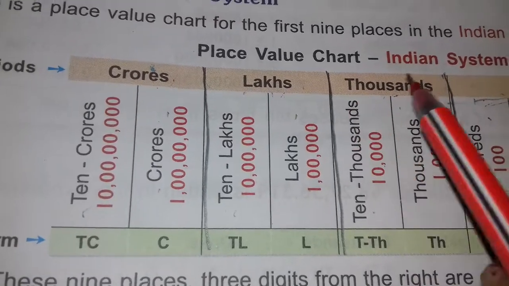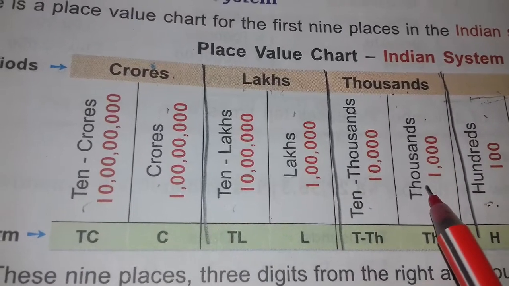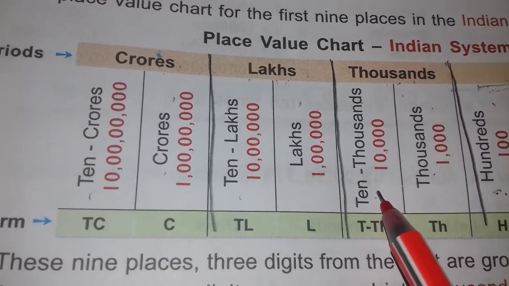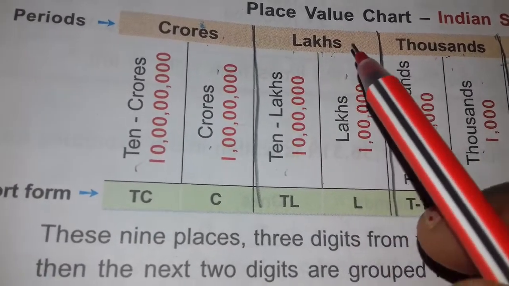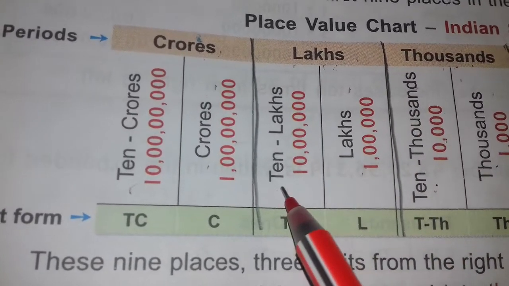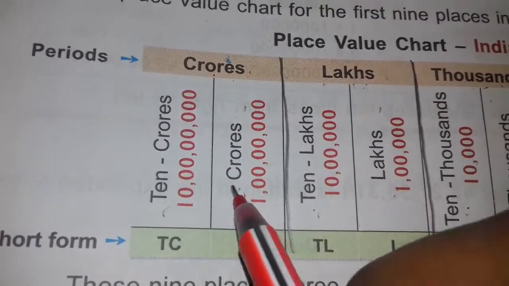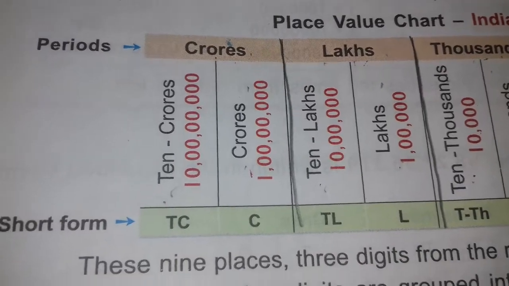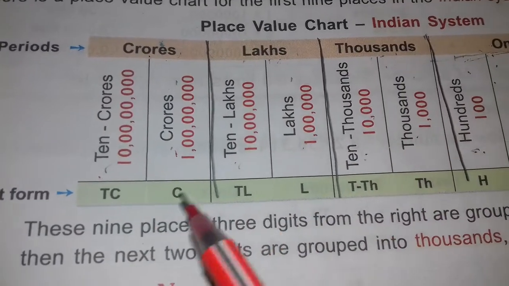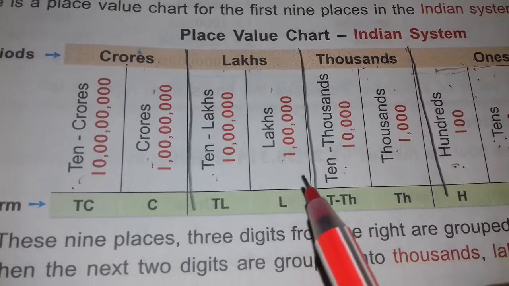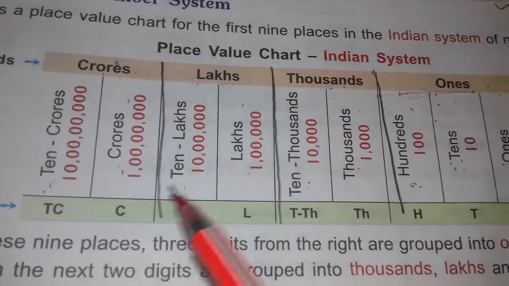Like in the thousand period, only two places are there: one is thousand and the other is 10,000. In the same way, in the lakh period also only two places are there: lakh and 10 lakh. In the crore period also only two places are there: crores and 10 crores. So this is the Indian place value chart, in which the digits of a number are arranged in periods according to this.